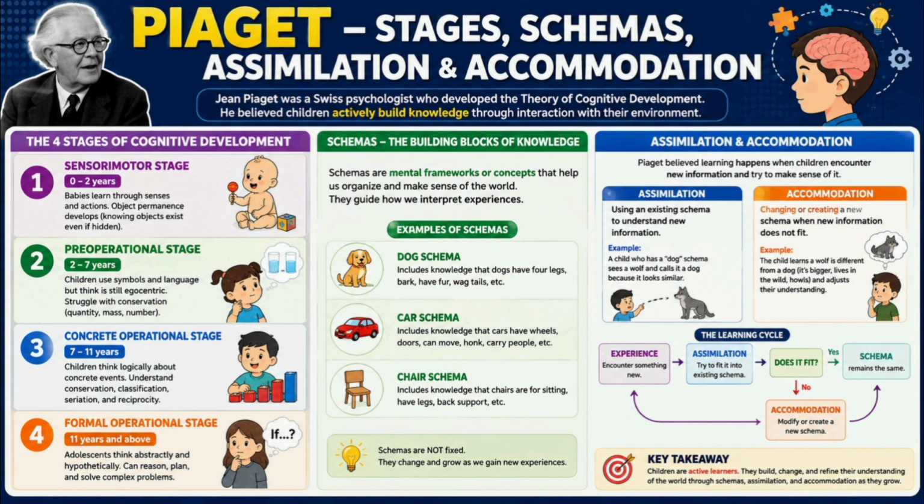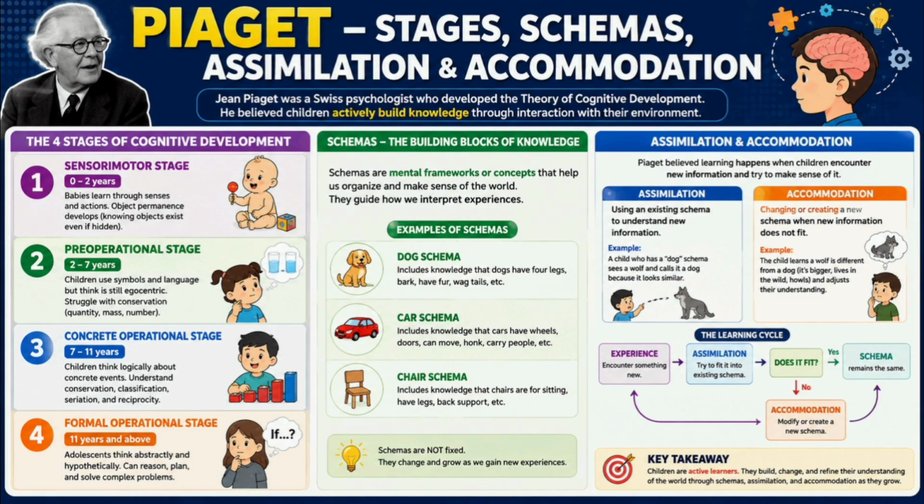Formal operational stage. The fourth and final stage is the formal operational stage. 11 years and above. During this stage, adolescents develop the ability to think beyond concrete situations. They can think about abstract ideas, hypothetical situations, possibilities, complex problems, scientific reasoning.